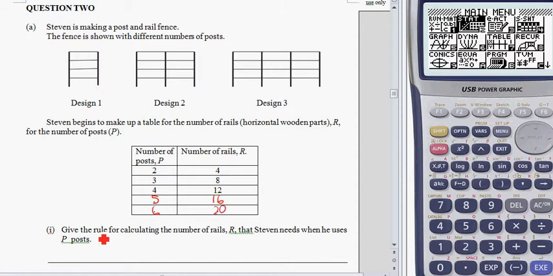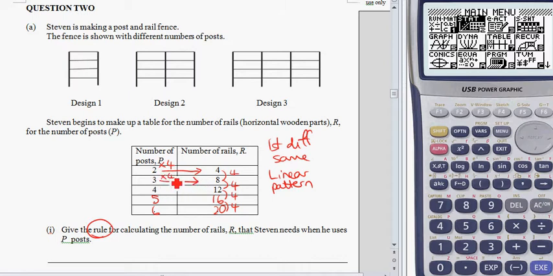Okay, first thing we do when we're looking for rules is to have a look at the differences between the terms. First difference there is 4, 4, 4, 4. Now when that first difference is the same, then that implies it's a linear pattern and a linear rule would be used. The 4 tells us lots of things. If we were to graph this information, this on the x-axis and this on the y, then the gradient would be 4. It also tells us what we need to times by for the rule.